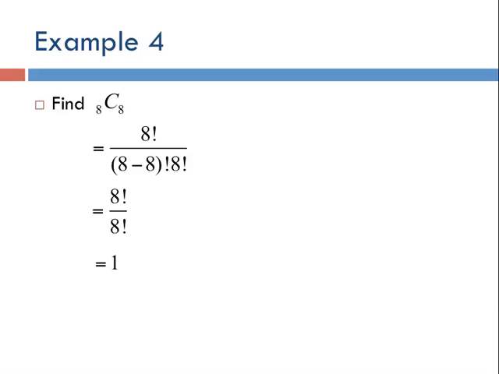So you'll notice that when you have r equal to 0, in the last example, or r equal to whatever n is, like in this example, you always end up with 0 factorial in the denominator. And when that happens, you end up with the same number divided by itself, which gives you 1. So notice how both examples 3 and 4 gave you an answer of 1. That's not a coincidence. Okay, let's see if we can find a pattern here.